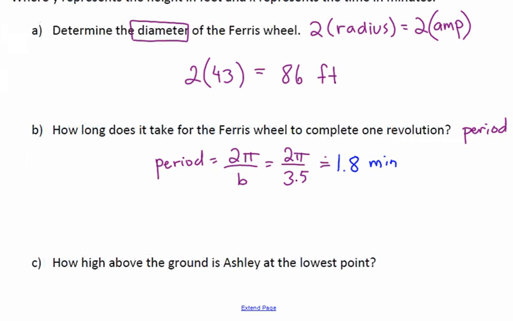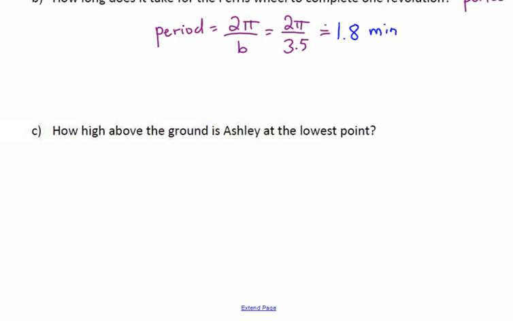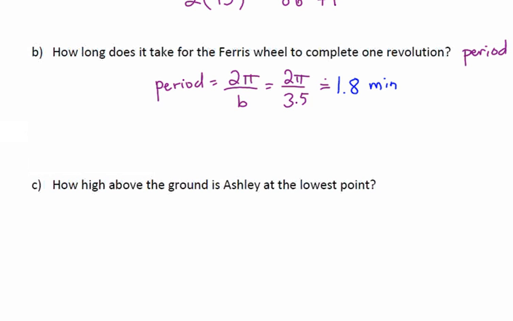How high above the ground is Ashley at the lowest point? What is it really asking for? Minimum. How do we get min? Midline. D minus A. What's my D value? 47 minus 43. You'll know there's something wrong if you get a negative answer in an application question. And our answer is 4, feet off the ground. So 4 feet.